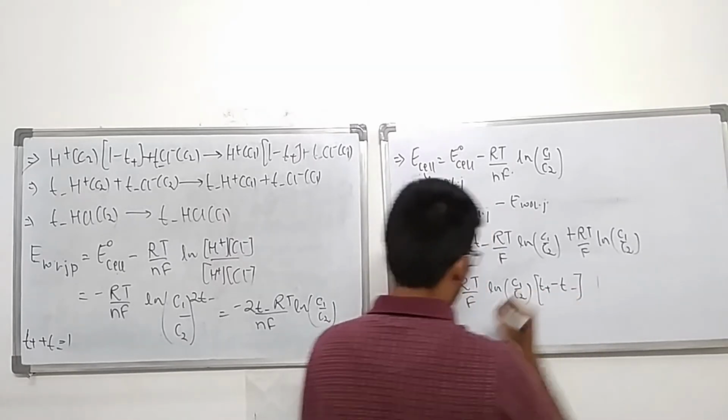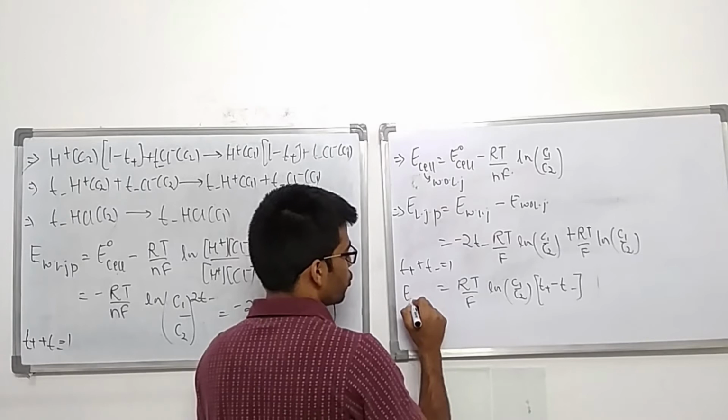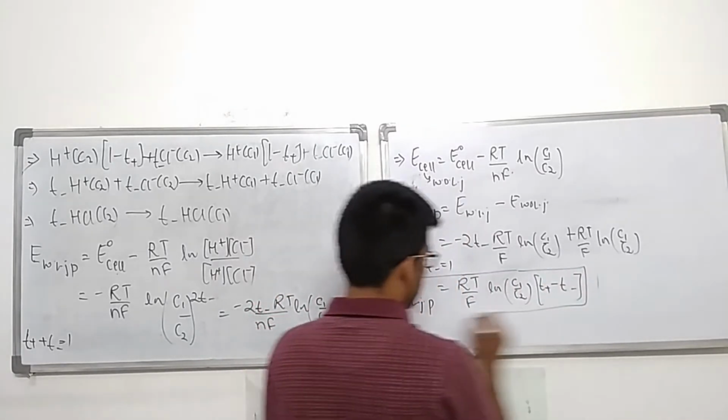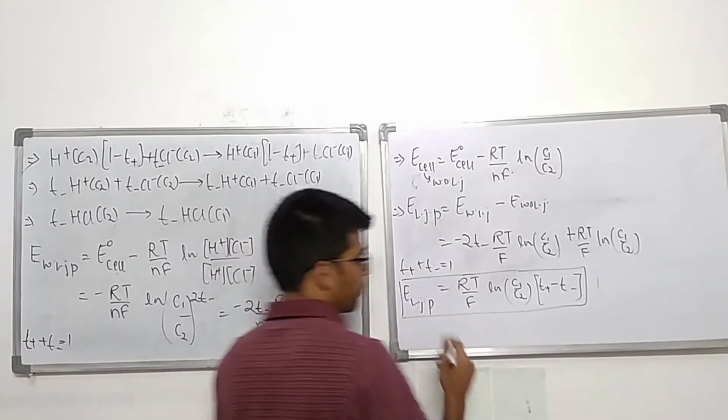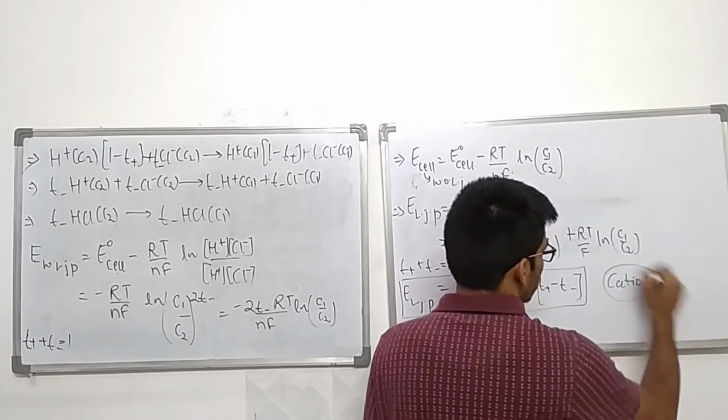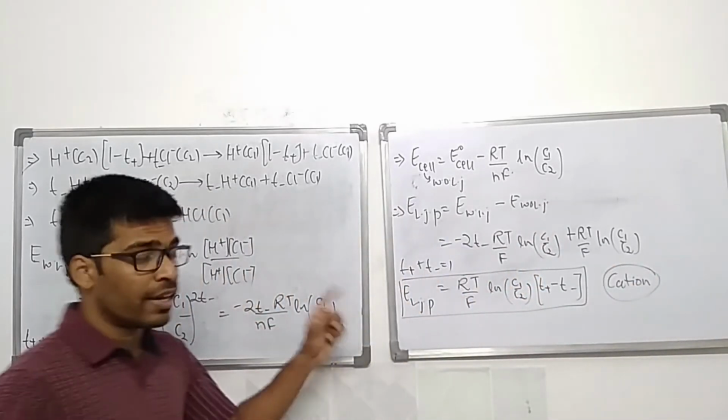Now this is the final equation to find liquid junction potential when the transference is occurring with respect to the cation. So this is with respect to cation. This is one thing to be remembered here.